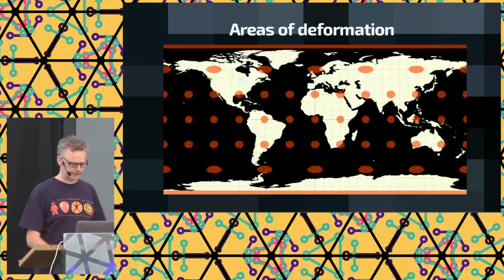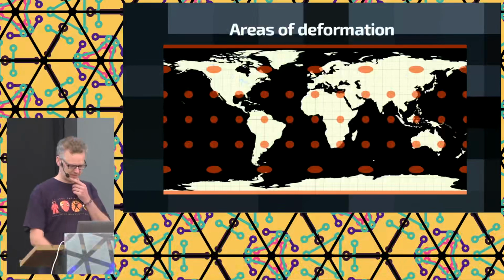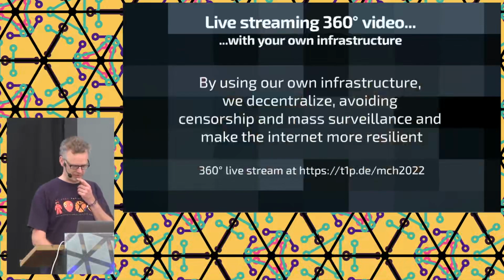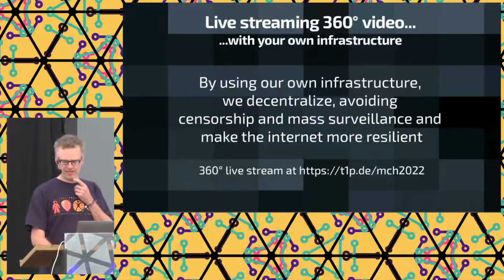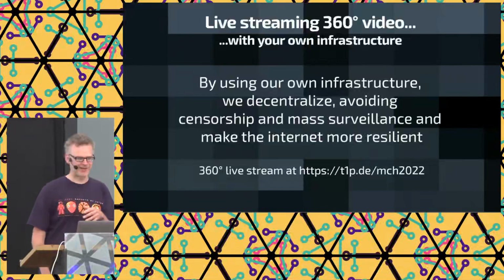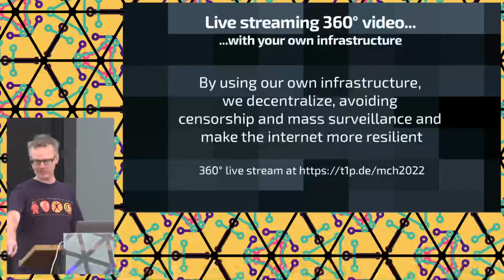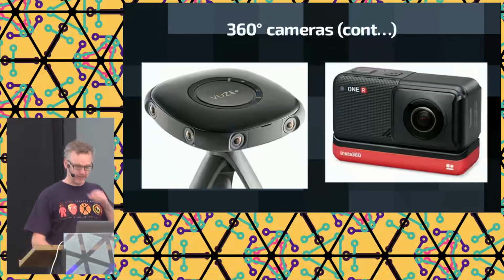I will show you a little live demo later. If you haven't seen, there was also the URL on the first slide. If you want to check it on your phone, maybe I can go back to it real quick. You need a certain amount of bandwidth, so if you all check it, it might break actually. So it's t1pe.de/mch2020.